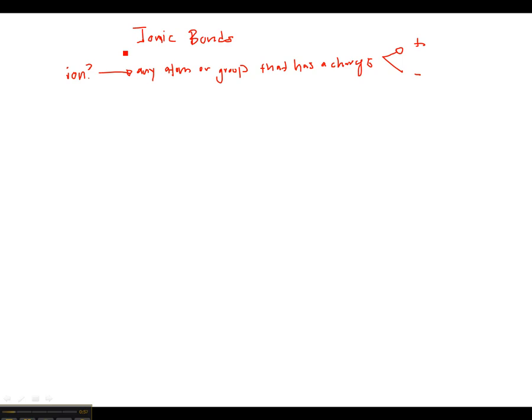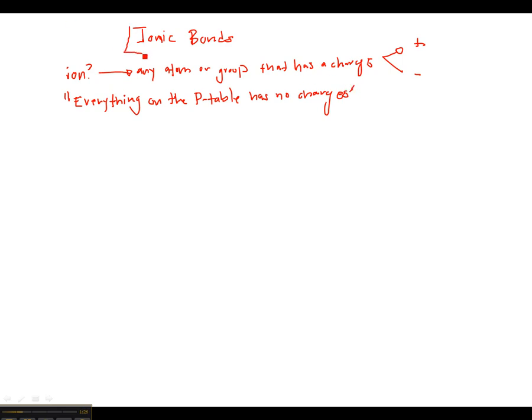So, an ion is anything that has a charge, positive or negative. Remember, everything on the periodic table has no charge. That's really important to remember because soon we'll be playing with charges and understanding how they work, so make sure you know that.